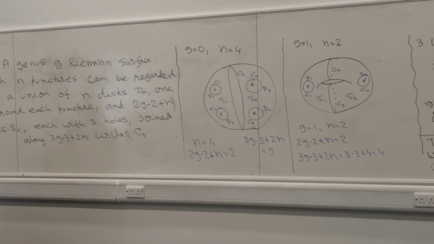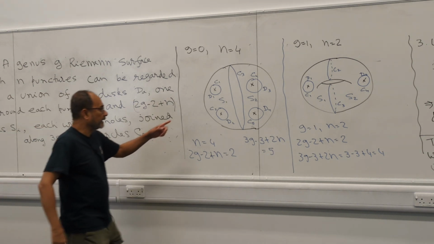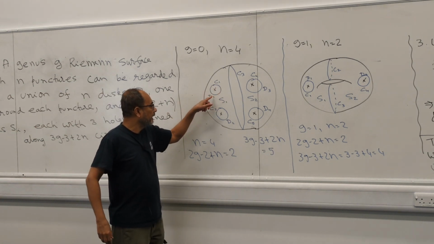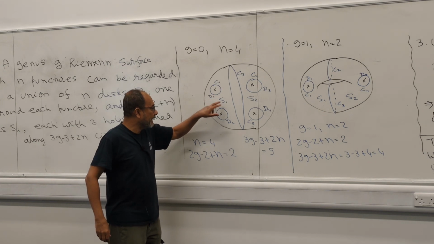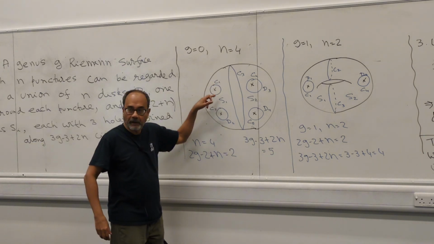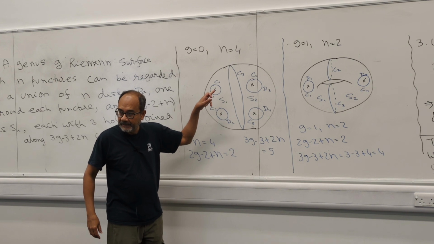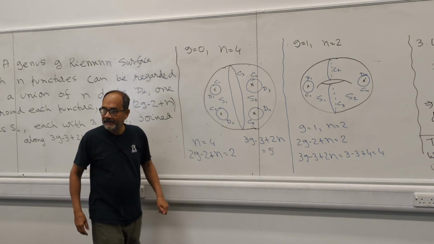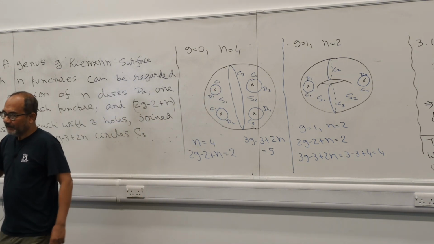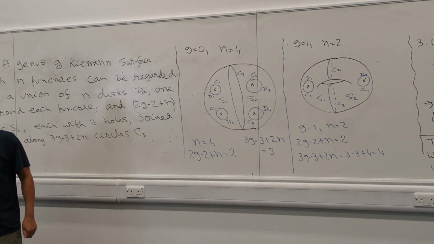No, circles are joined to each other, right? Because D1 and S1 are joined all along C1. That's what I meant. It's joined at the circles. So discs and the spheres, those are the two-dimensional surfaces, right? They are joined along the circles.